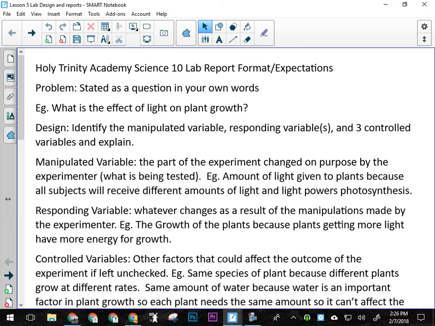If I give one plant 24 hours of light all the time, it won't survive. And if I give one plant no light at all, it will obviously not survive. That's not a very good experiment. So I would probably want several different plants. They're all going to get a different amount of light. In that way, I'm manipulating the amount of light received by a bunch of plants.